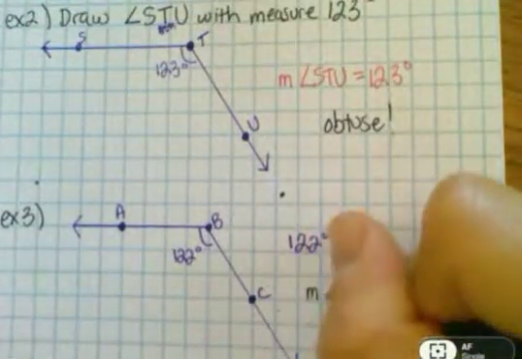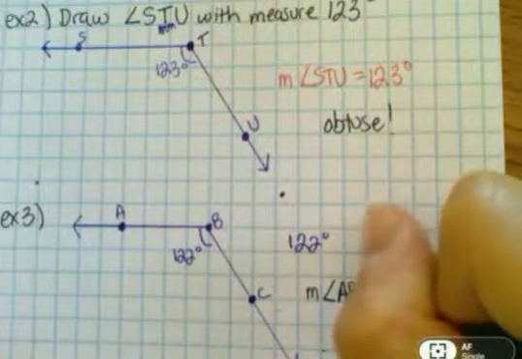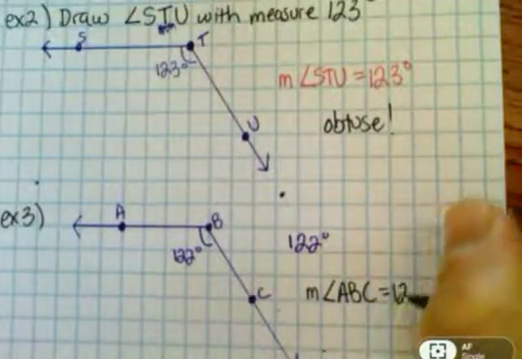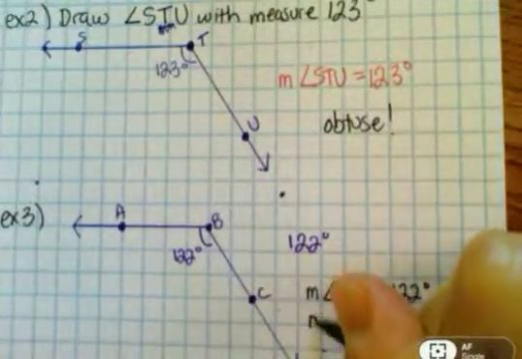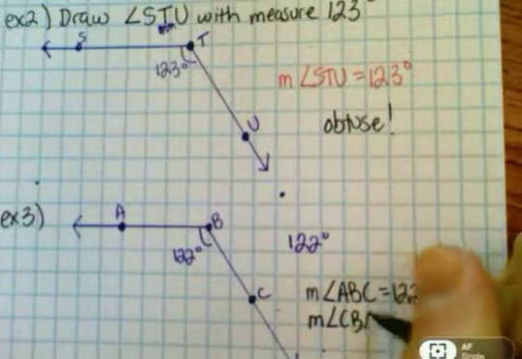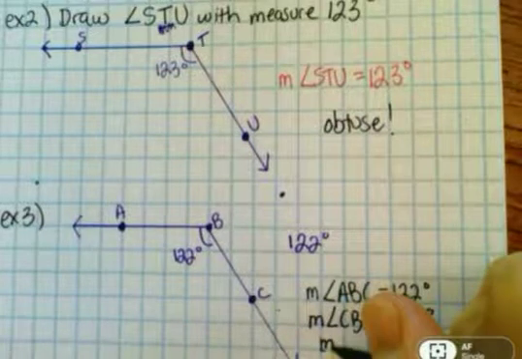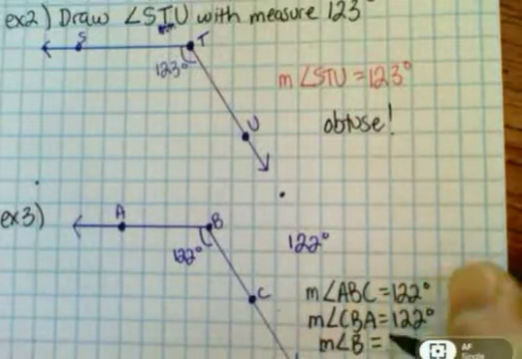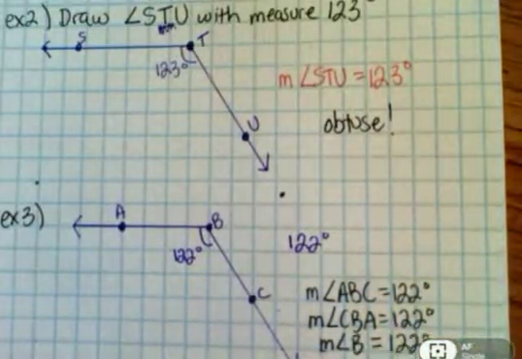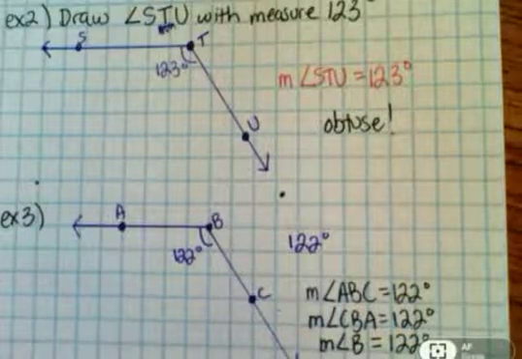So you should have written the measure of angle ABC equals 122 degrees, or you could do CBA, 122 degrees. Or, frankly, you could say the measure of angle B equals 122 degrees. Either one is totally fine.